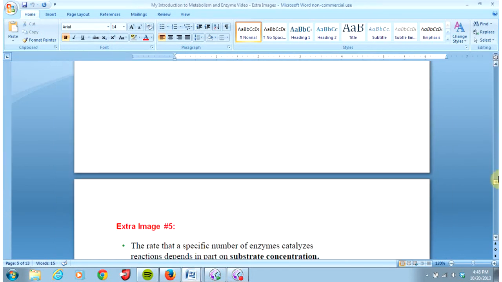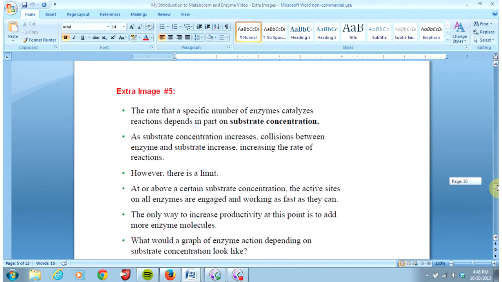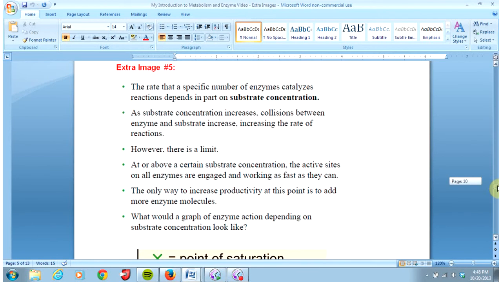Another factor that could affect the rate of reaction would be the substrate concentration. If you add more substrate molecules, usually that's going to increase the rate of reaction. If there's more substrate molecules for the enzyme to act on, there will be more products formed. More products means you have a higher rate of reaction.